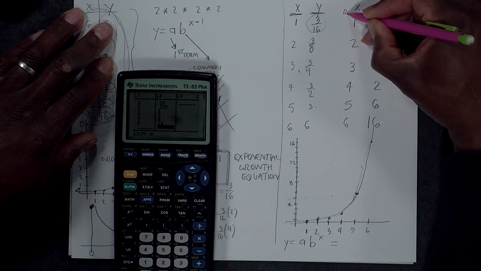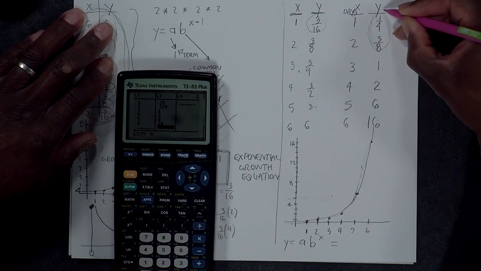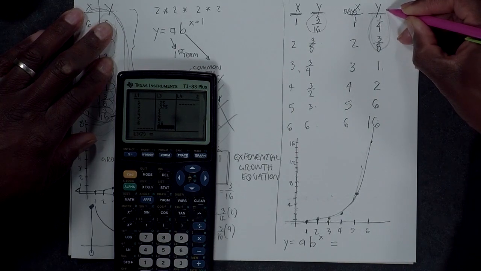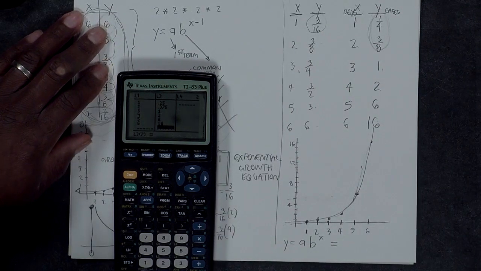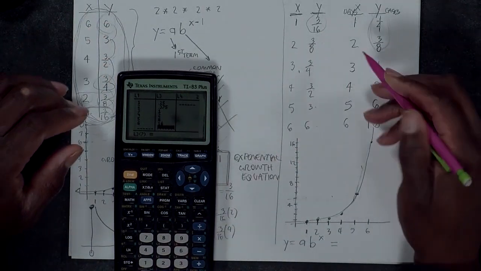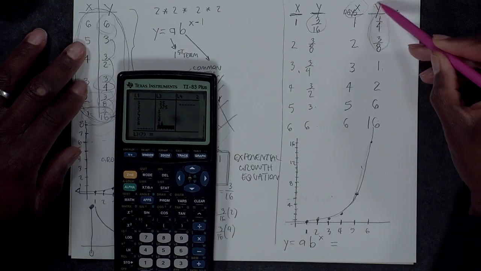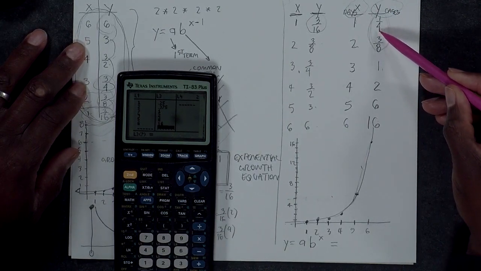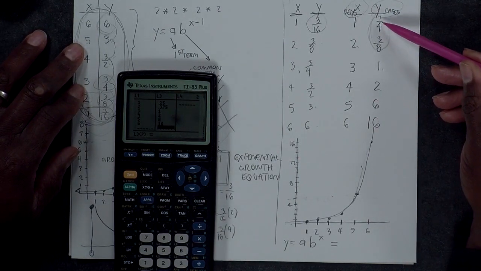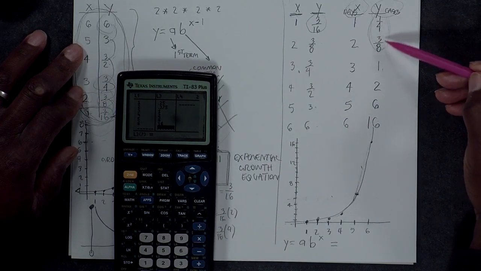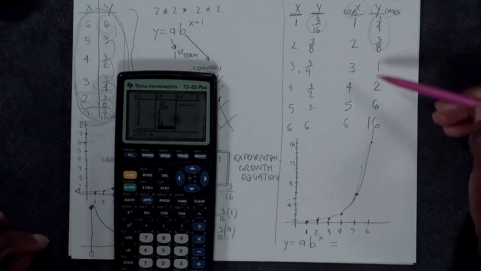So X could be days, and Y could be cases, COVID cases. When we first started out with the pandemic, X could be days, Y could be cases. Maybe it's not the best example. You can't have a quarter of a case of a pandemic, but I hope you understand what I'm saying.